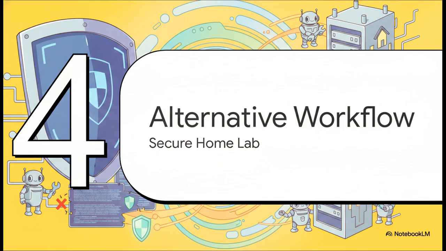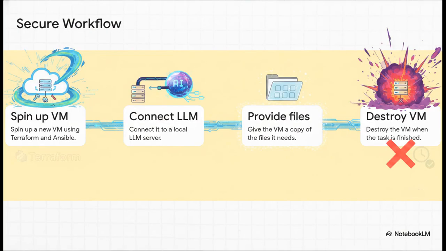Okay, let's talk solutions. Section 4, the professional alternative workflow. Because of these massive risks, IT professionals should strongly consider a strictly scoped alternative workflow, at least until these architectural flaws are patched. It requires a bit more initial setup, sure, but the automation pays off big time. Step 1. You use infrastructure as code tools like Terraform and Ansible to automatically spin up a brand new task-scoped virtual machine. Step 2. Connect that VM to a powerful local LLM server, something like Qwen3-Coder Next.